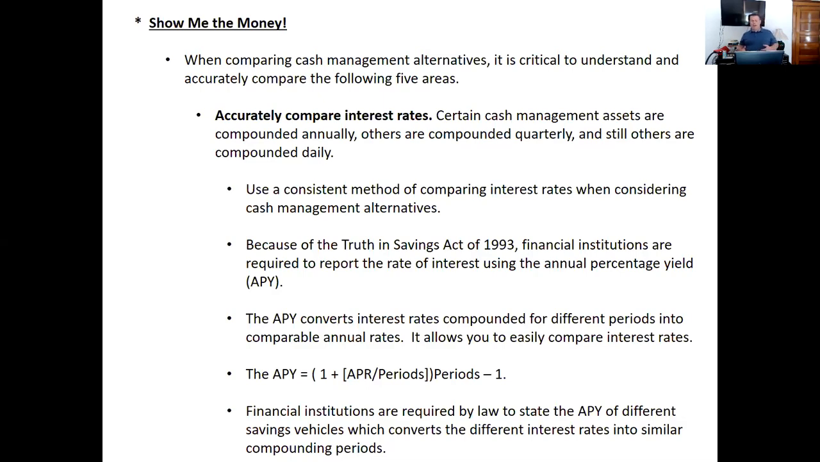Now, the good news as consumers of financial services is that the Truth in Savings Act of 1993 required all financial institutions to report the rate of interest using the annual percentage yield, or APY. The APY converts interest rates compounded for different periods into comparable annual rates and allows you to easily compare interest rates. The formula for APY is (1 plus the APR divided by the number of periods) raised to the number of periods, minus 1. Financial institutions are required by law to state the APY of different savings vehicles, which converts the different interest rates into similar compounding periods.